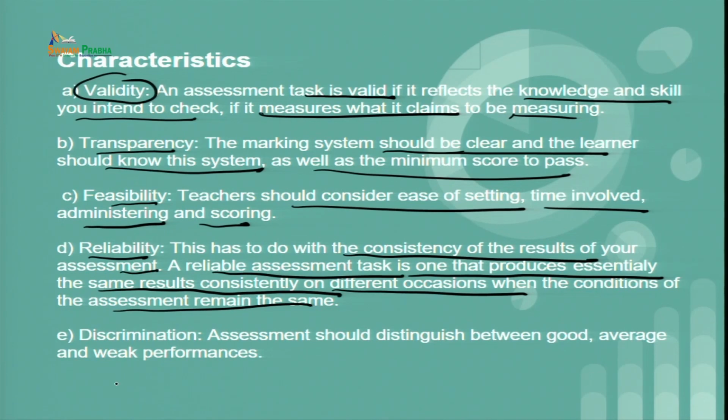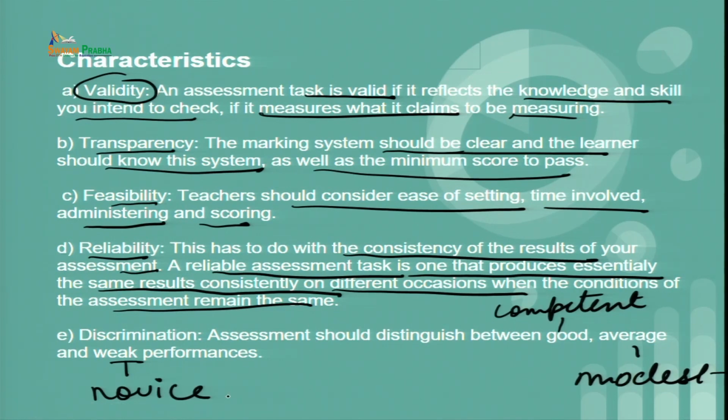What I am trying to make a pitch over here is that your assessment should be enough to distinguish between the students who are good, average and weak. So by good I mean competent, by average I mean modest, and by weak performers I would mean novice learners. So novice are those who have just started their journey towards the learning process, or they are at the initial stages of learning.